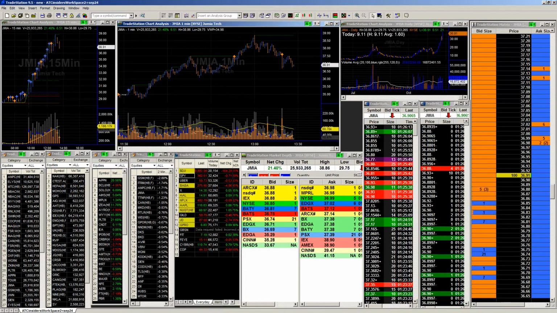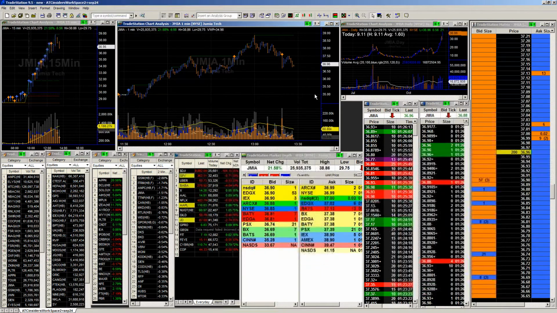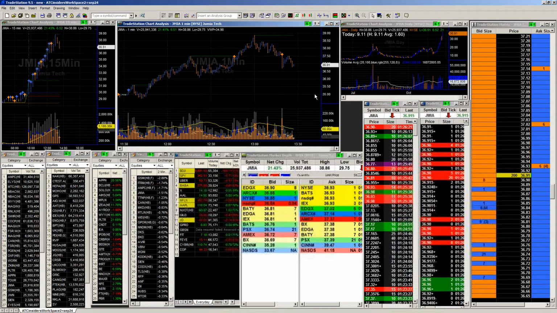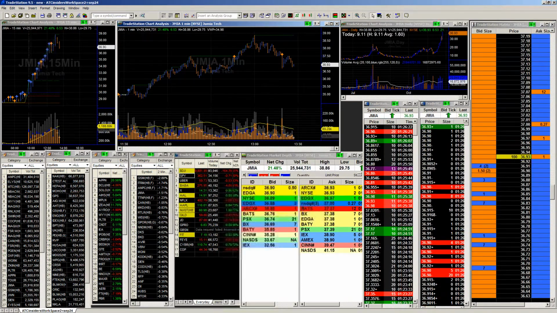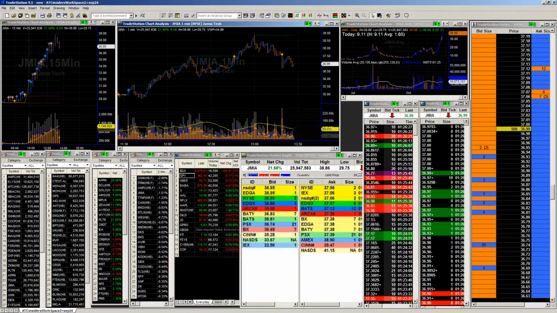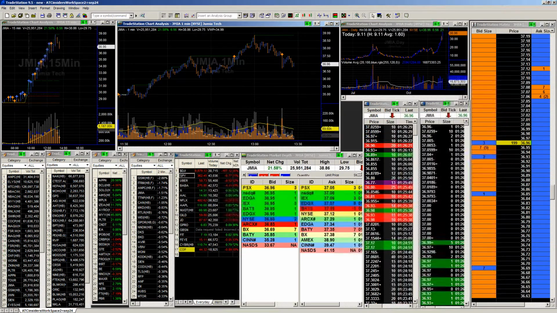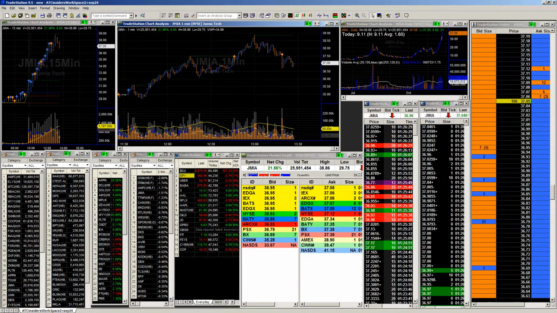Beautiful. Now let's talk about 3. So those were both short trades. What do you think the next 2 trades are going to be? They're going to be long trades.